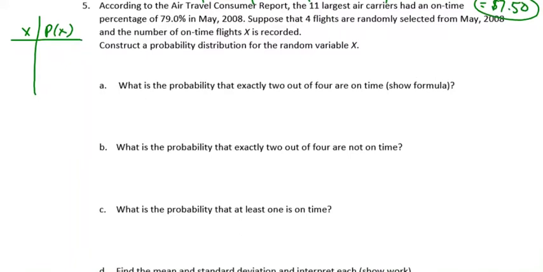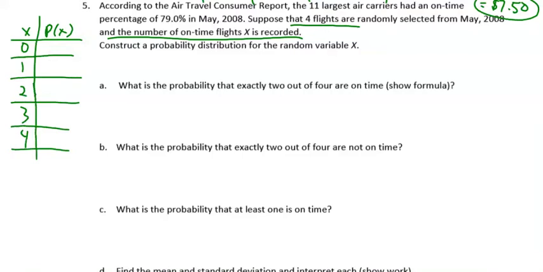So there are 4 flights. What can happen if you have 4 flights coming in? Remember, this is a probability distribution, so x is always a value. 4 flights are randomly selected, and the number of on-time flights is recorded. So what could x be? It could be 0 on time, 1 on time, 2, 3, or 4. Okay, and then the corresponding probability.